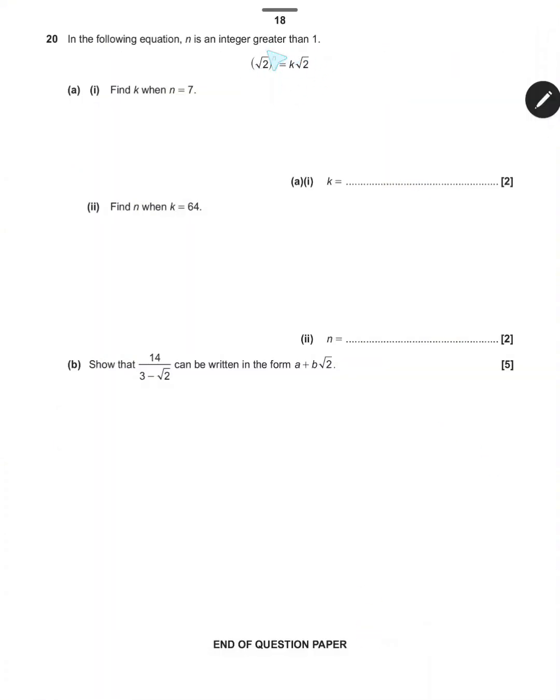Question 20, we've got some laws of indices work. It's quite complicated, but we can work it through. We're going to substitute n equals 7 into this and figure out what k is. The first thing you need to know about this is whenever you've got a square root, you're raising to the power of a half. And without that knowledge, you won't be able to solve this equation. So what we've got is not root 2, we've got 2 to the power of a half. And I'm going to raise that to the power of 7 because n equals 7. We don't know what k is, but again, we know that the square root of 2 is 2 to the power of a half.